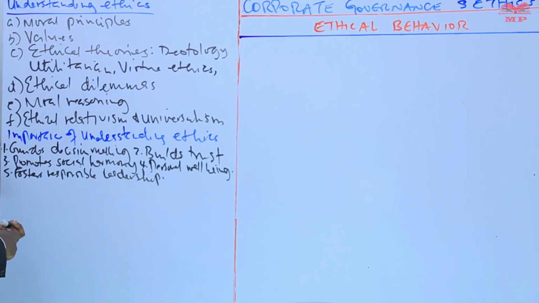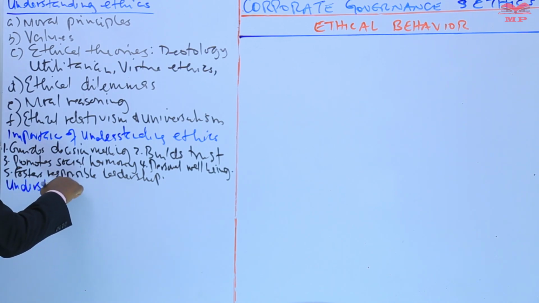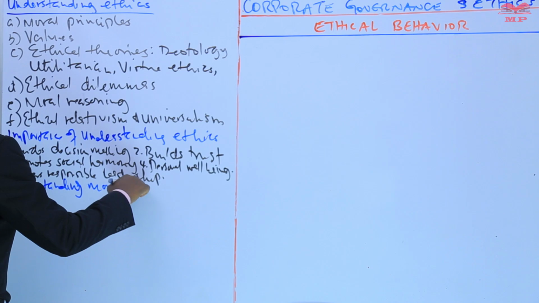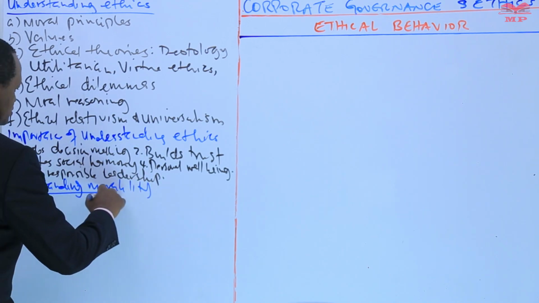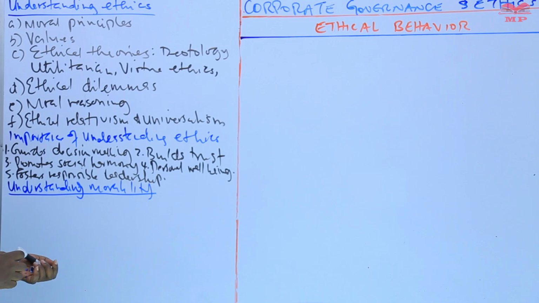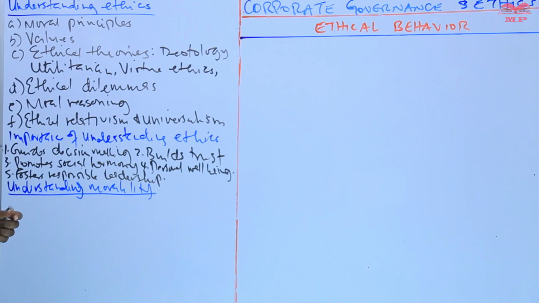So let's move on to understanding morality. Now, morality, just like ethics, is concerned with the principles of right and wrong behavior. However, while ethics provides a systematic framework for analyzing and evaluating moral conduct, morality refers to actual customs, habits, and values that guide people's behavior in a particular society or culture.